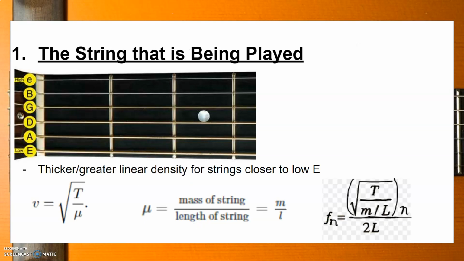The first pitch determining factor is the string being played. For steel string guitars, the strings get thicker from high E, which is shown at the top of the image above, to low E, which is shown at the bottom of the image, and thus contain more mass per length than the strings that are closer to high E.